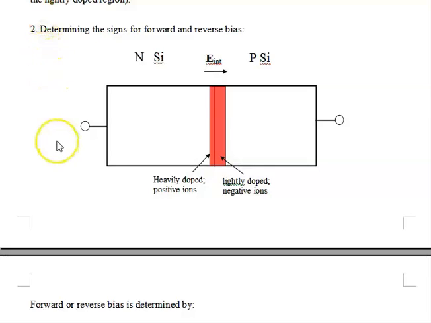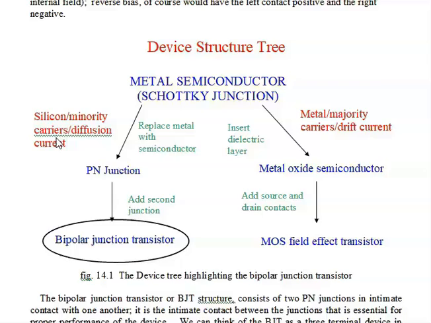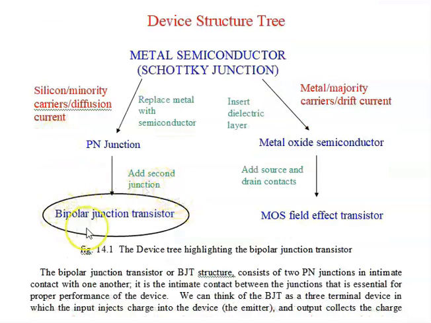Okay, so now we're ready to look at the device structure tree. We're at this part, the bipolar junction transistor. We're going to do the same transition on the right side when we go from the relatively simple structure of the metal oxide semiconductor to the metal oxide semiconductor field effect transistor, or MOSFET. But I have to put out a warning here.